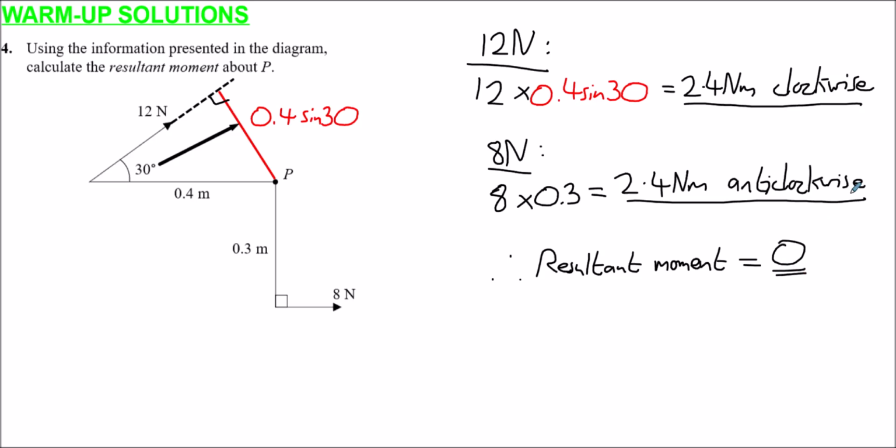So question 3, we had a resultant force going horizontally of 0. In warm-up question 4, we've got a resultant moment of 0. So what is this all about? Well, let's have a think about it. This is a case of equilibrium. So what does equilibrium mean?